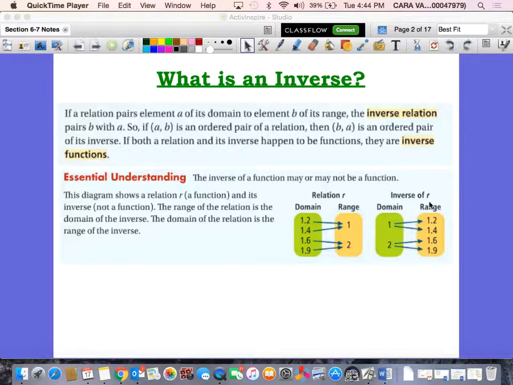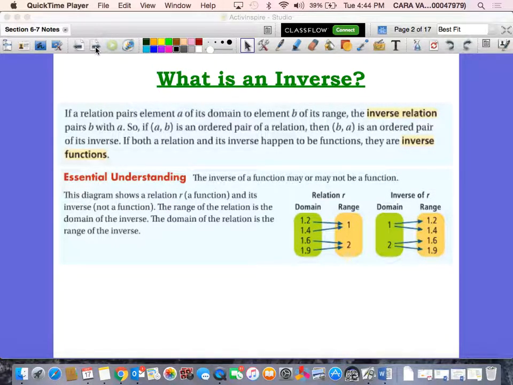Now, if you want to find the inverse of R, all you have to do is switch the x and the y values. What were the x values now become the y values. What were the y values now become the x values. And you notice here that when you look at the inverse, you have 1 and 2, and they are both going to 2 separate y values. So that is not going to be a function because your x values essentially repeat.